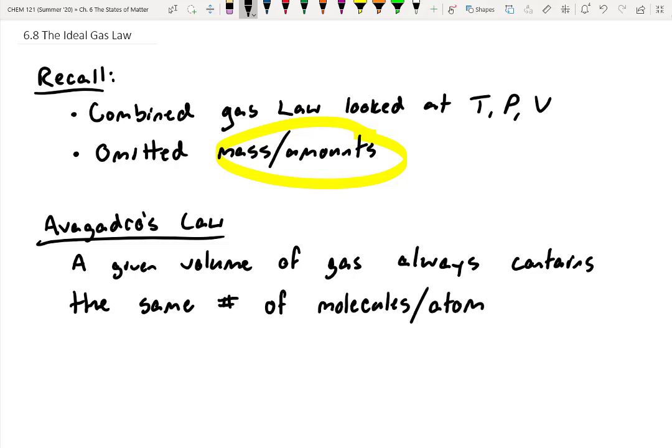So in the case of oxygen, oxygen being O2 would fall under the molecules category, but there are some gases that are individual atoms, like the noble gases. So for example, helium or argon would be atoms. But what he found was that this would hold true under constant temperature and pressure.